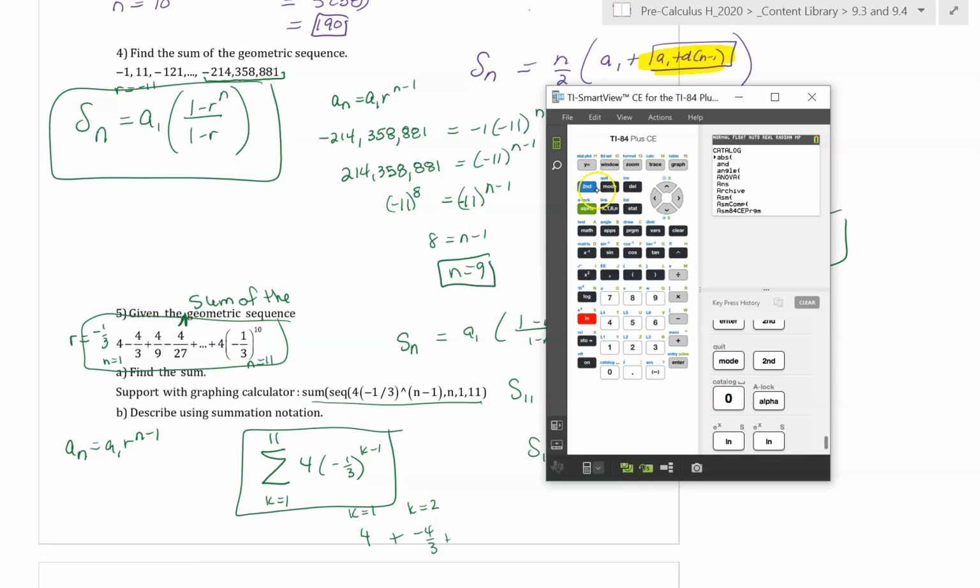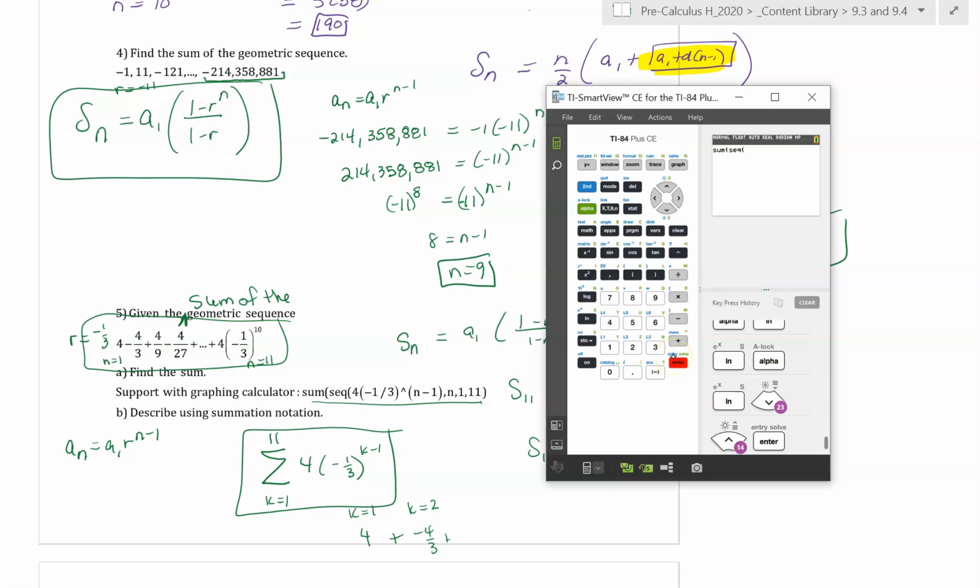There's a nice delay here. And then you can scroll through all the S's until you get to sum. Oh, there's sequence. We need that in a little bit. All right, so you find sum and you hit enter. And then we want sequence, so go back to the catalog and get sequence.